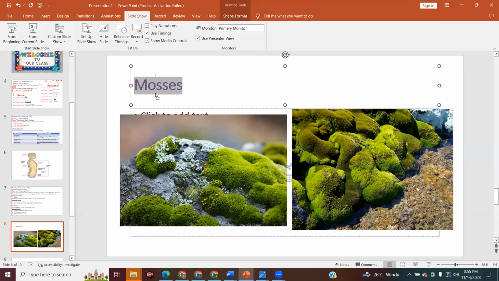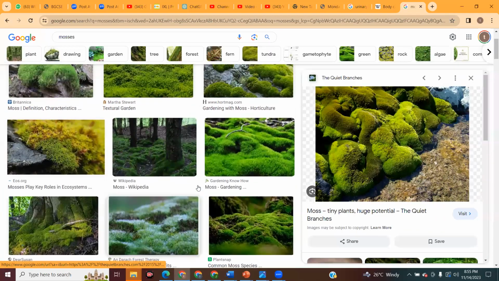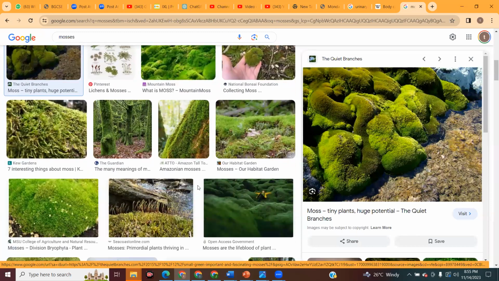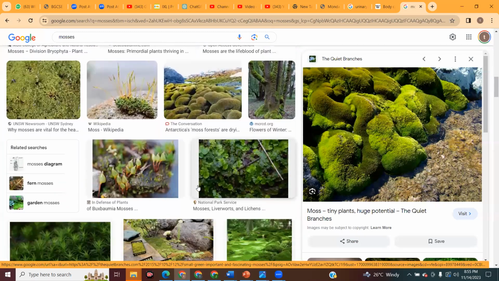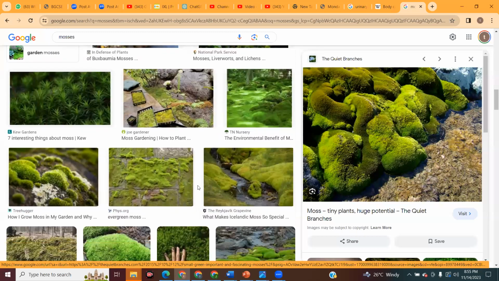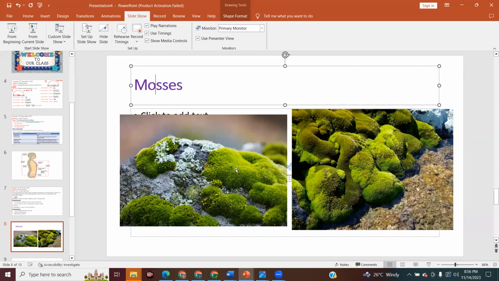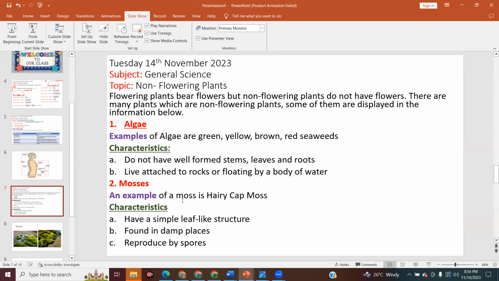They come in various sizes, so this is just one particular type. Let me show you others. They can come in different sizes and shapes. But these are all mosses, right? Has anyone ever touched it? Like you saw it and you wanted to touch it? Pretty soft. Yeah, pretty soft.